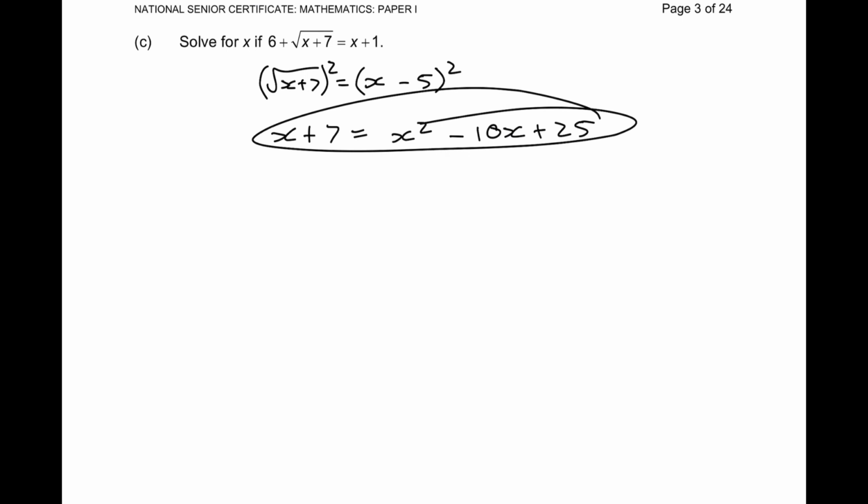So if we square both sides, then we get x plus 7 is equal to x squared. Now I'm simply expanding this: x squared minus 10x plus 25. Okay, now what we have to do is solve for x. I have a quadratic equation and I need to bring it into standard form.